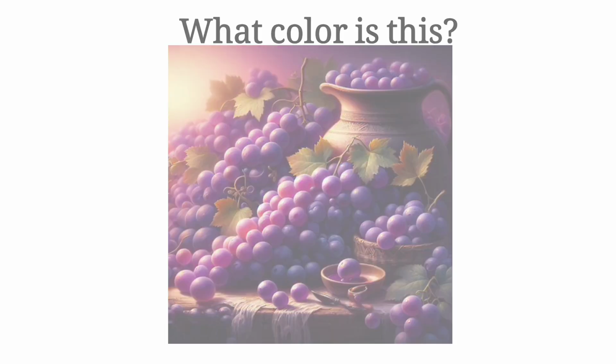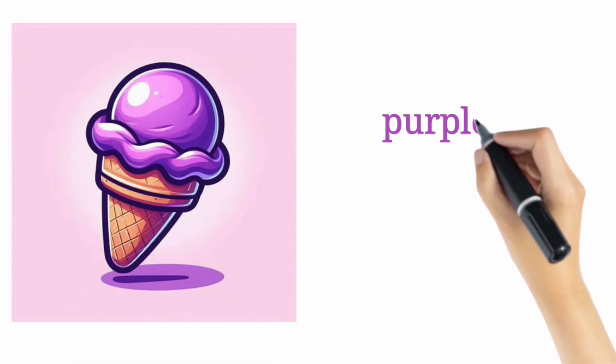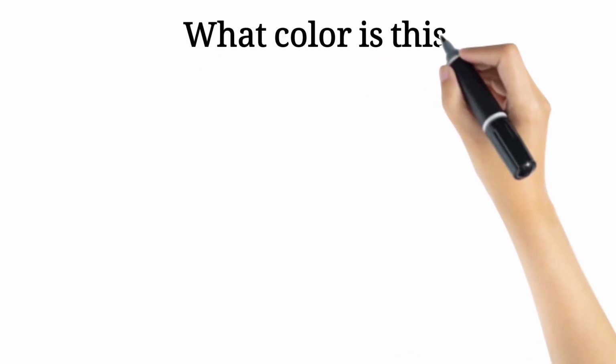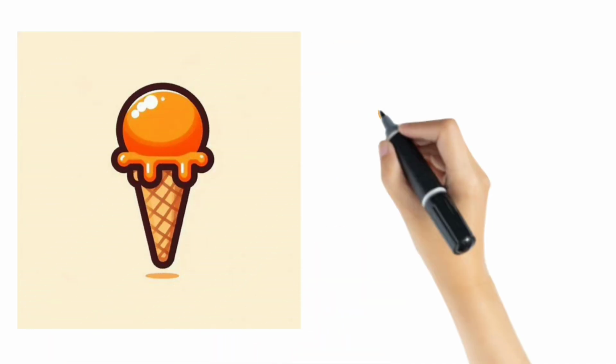What color is this? 5, 4, 3, 2, 1. Purple. What color is this? 5, 4, 3, 2, 1. Orange.